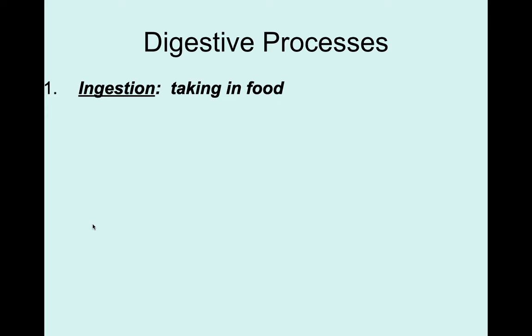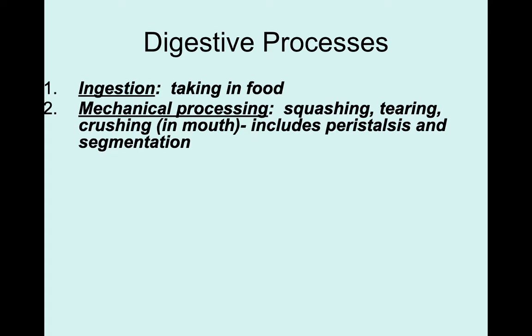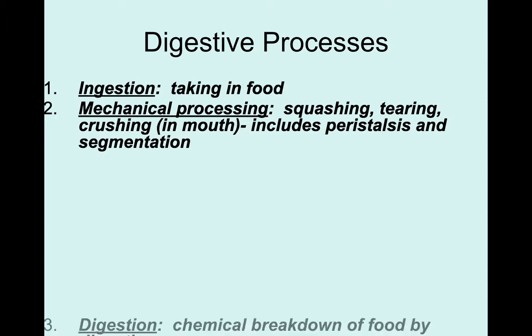So we have some different processes of digestion that we want to look at. First of all, ingestion means eating, taking in food. Mechanical processing includes all of the physical manipulation of the food to break it down into smaller pieces. So the squashing, tearing, and crushing in the mouth that happens with the teeth and the tongue, as well as segmentation, which is basically mixing and churning of food in both the stomach and the duodenum of the small intestine, where, due to the muscular contractions of the walls of the stomach and the small intestine, the food is mixed with gastric juices and digestive enzymes.